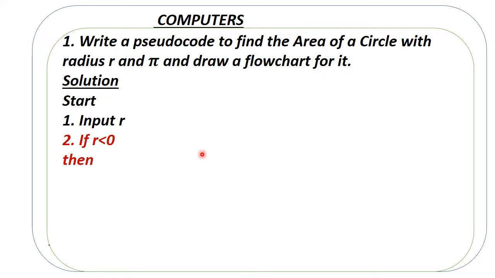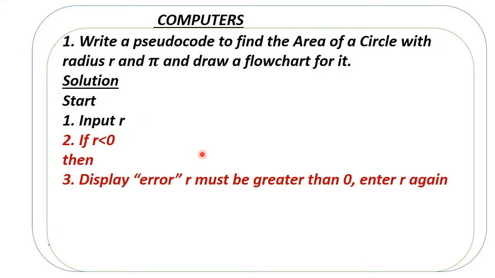If r is less than 0, then what should be done? If it's less than 0, we tell the user to do something. So we're going to tell the user that the r value that has been entered is wrong. Enter r's that are greater than 0. So we're going to display error, r must be greater than 0. Enter r again. Okay, with that being done, we're expecting the user to enter r. So the user will enter r again to be validated, and if it's again wrong, this is going to happen. But what if the opposite happens? What if the user had entered the correct value?